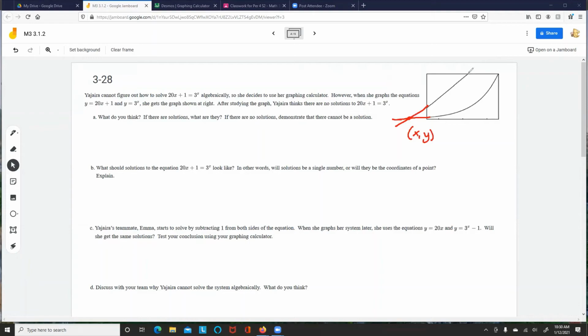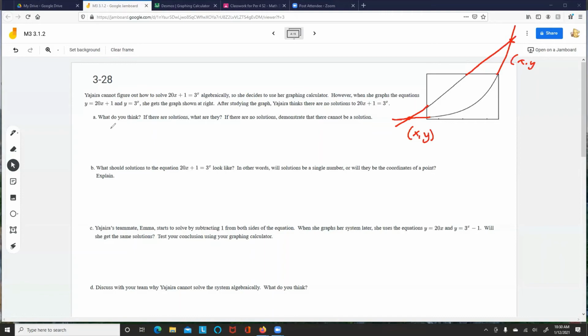What about over here? Yeah, it looks like it. If it's a curve, eventually they're going to intersect somewhere, right? So Yahaira is correct. If she's only looking at this window, they don't intersect. But if we think larger than just a calculator window, they're going to intersect twice.